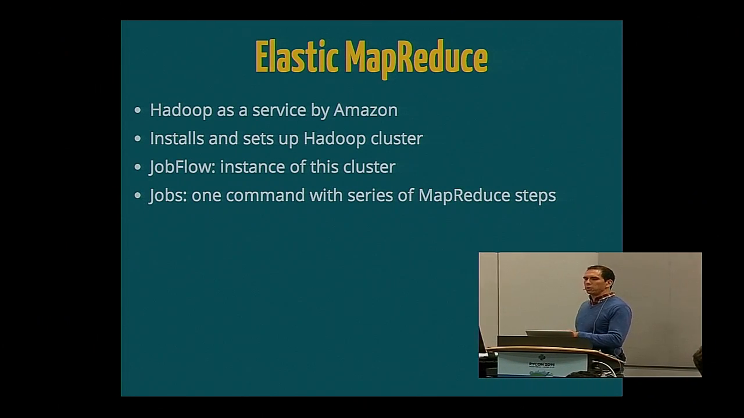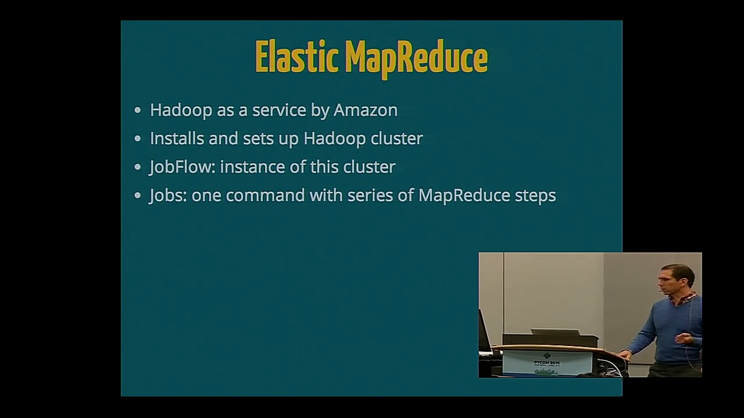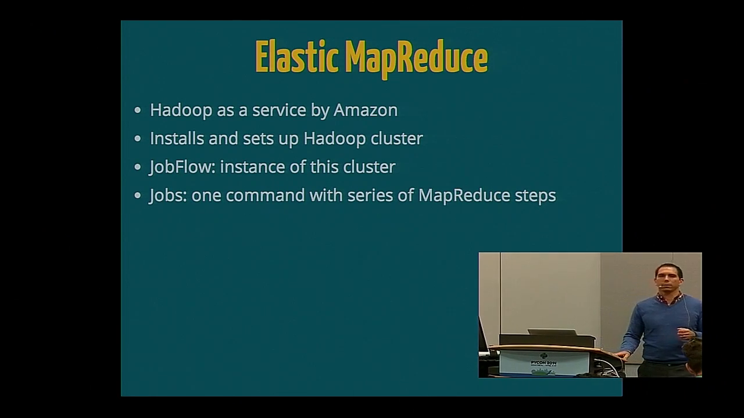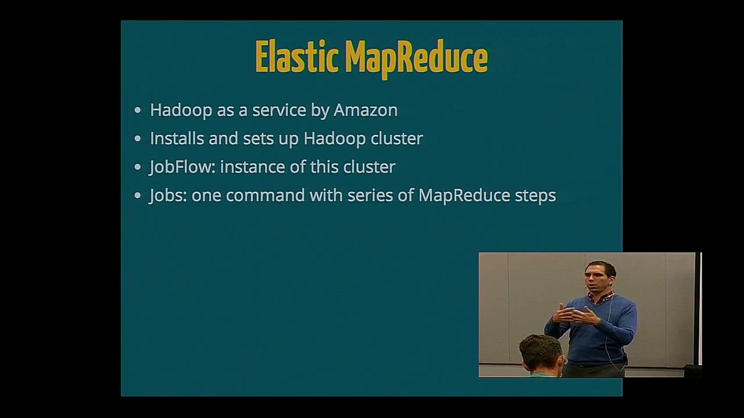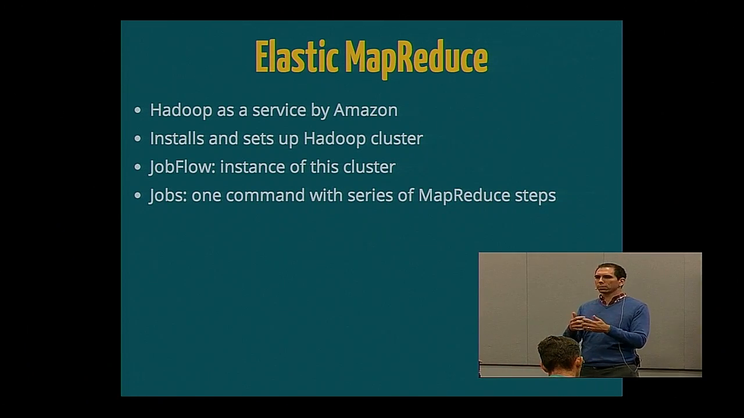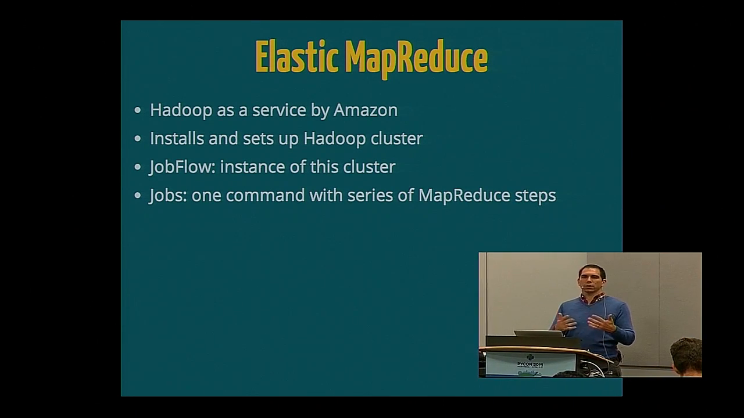Using an API, you're able to say how many machines you want in a cluster, what version of Hadoop you'd like, settings for Hadoop, bootstrap actions to install code, that sort of thing. And Amazon brings up that cluster, makes sure all of the nodes can communicate and are registered with each other, and then, again, makes that cluster available via an API.